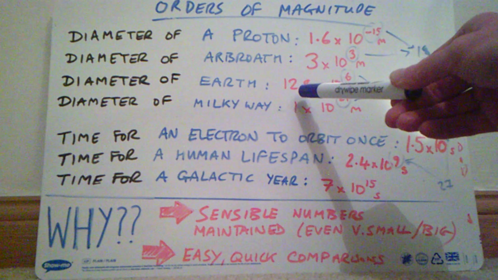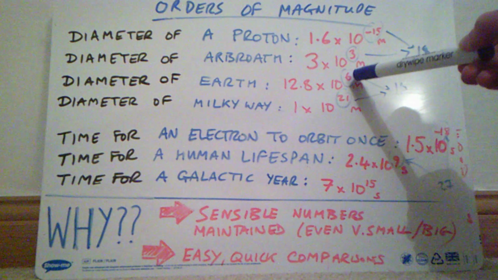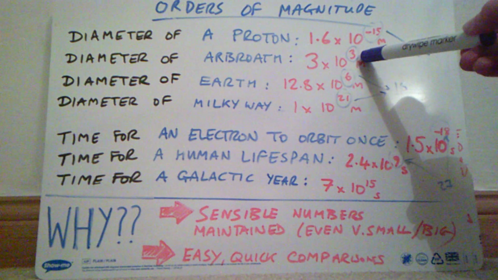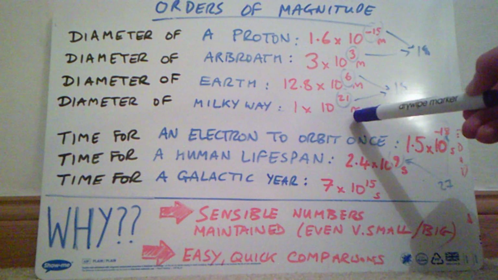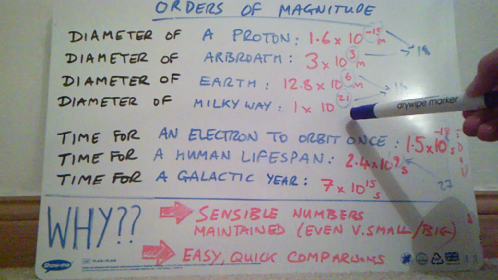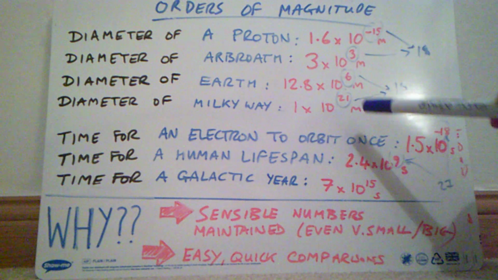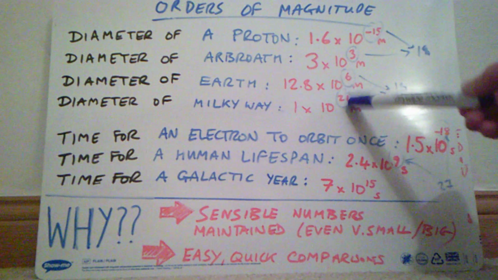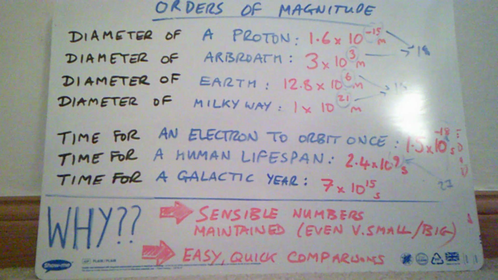The diameter of Earth is 12.8 times 10 to the 6 meters, so that is 3 orders of magnitude bigger than the diameter of our bro. The diameter of the Milky Way is 1 times 10 to the 21 meters. Well, if we're comparing the orders of magnitude between the diameter of the Milky Way and the diameter of Earth, we're going from 6 up to 21, so that's a difference of 15. So think of a number line, really.